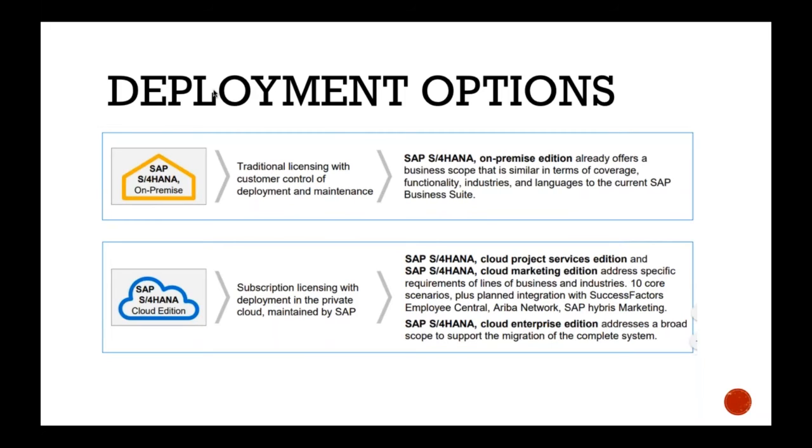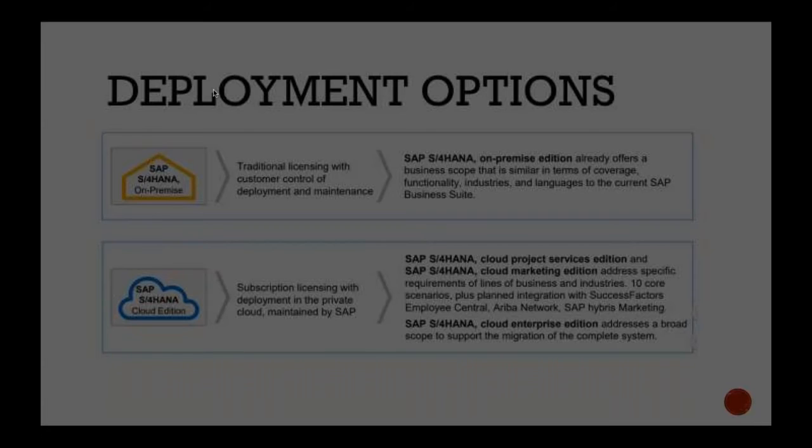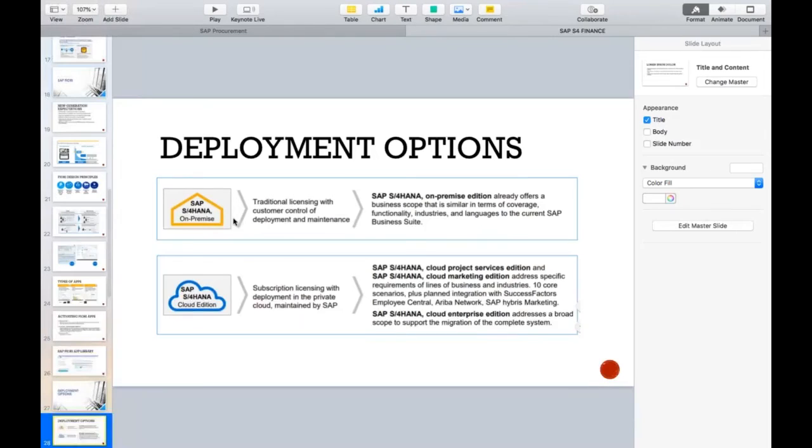So let's go through these wordings now. If you see this, SAP S/4HANA on-premise, this is the traditional one. As I told you, it is the same as what we are using today. So traditional licensing with customer control of deployment and maintenance. The customer can decide what I want, what I don't want.